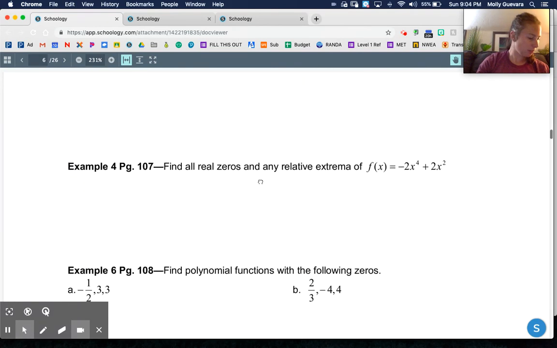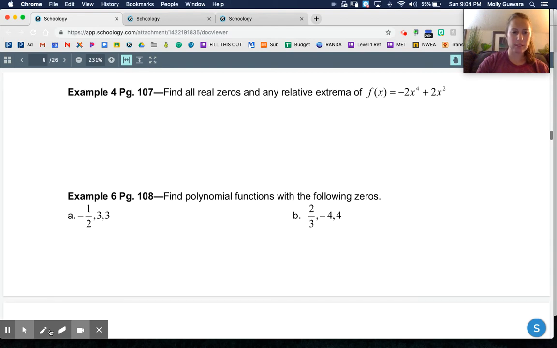Okay, let's look at another one. Find all real zeros and any relative extrema of f of x equals negative 2x to the fourth plus 2x squared. Okay, so again, the first thing that I see is that I can factor out a negative 2x squared. So I'm going to do that. And that leaves me with x squared minus 1, which is factorable. So I have negative 2x squared times x minus 1, x plus 1.